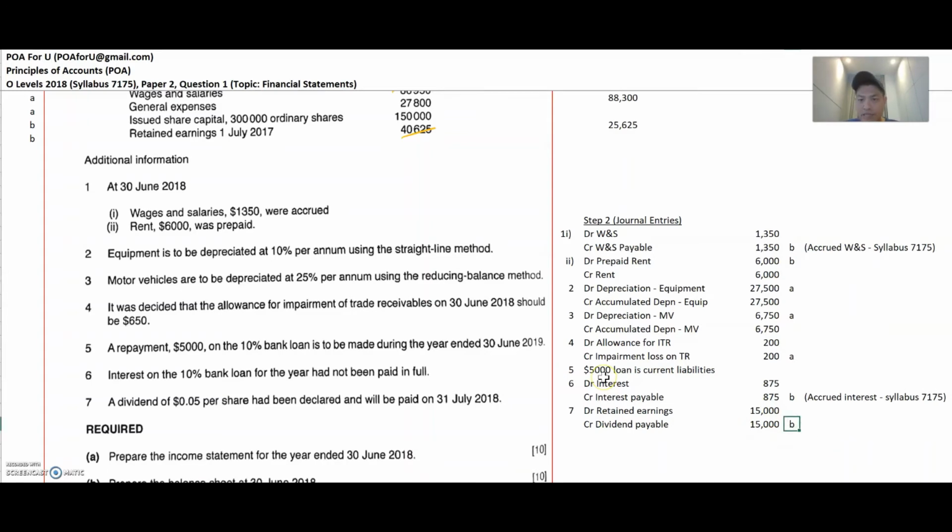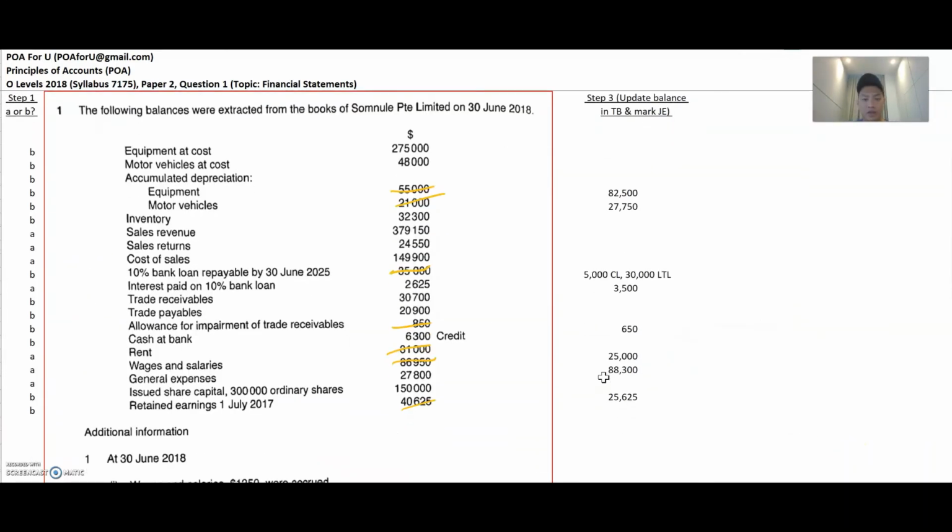Okay, so that's it for steps 1, 2, and 3. The next part is using these 3 steps to develop our statement of financial performance and position, and it will be seamless. I'm going to show you right now.